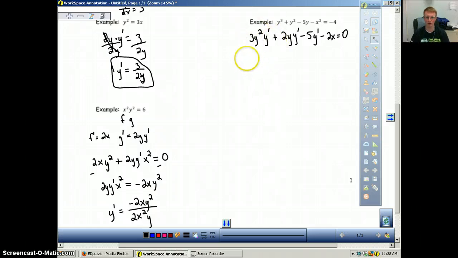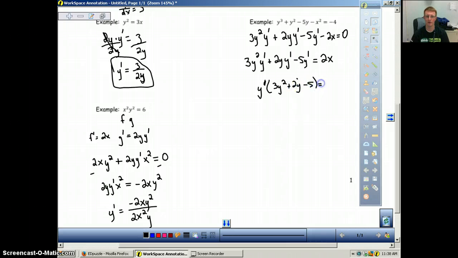This is actually pretty easy to do. But again, whenever you're trying to isolate a y prime, get all of your y primes on the same side of the equal sign, and anything that doesn't have a y prime goes on the other side. So we're keeping all the y primes on the left, and we're going to bring the 2x over to the other side by adding it. Now, since every one of our terms has a y prime, we can factor out a y prime. So we have y prime on the outside, and you're left with 3y squared plus 2y minus 5 equals 2x.